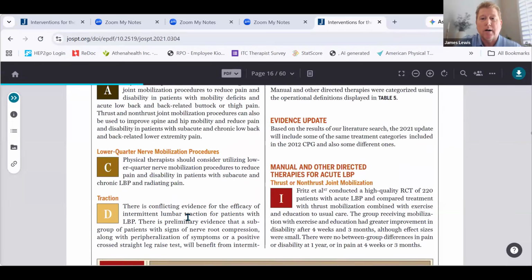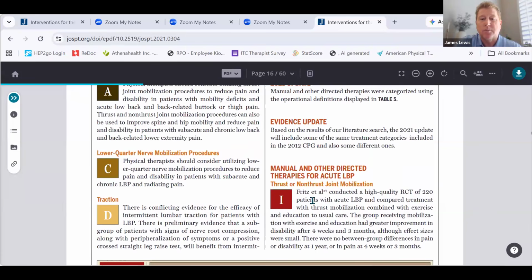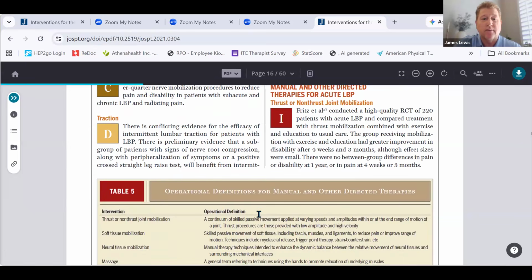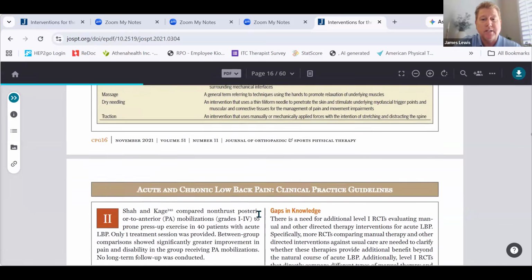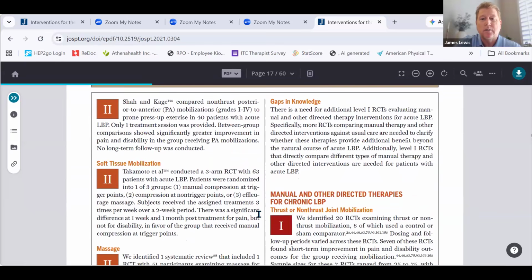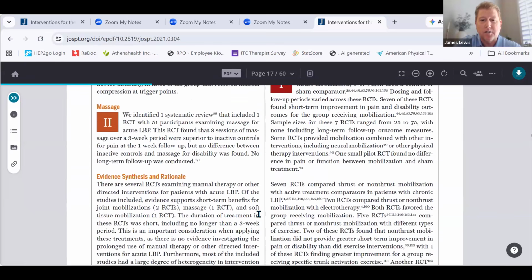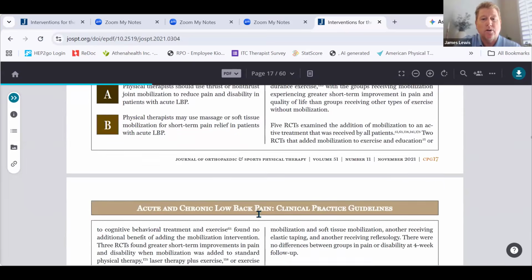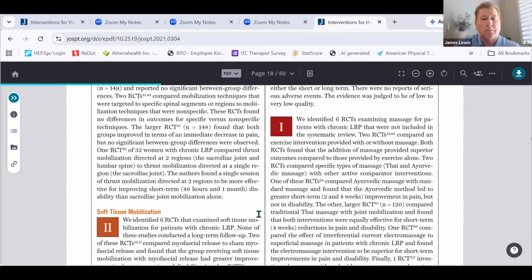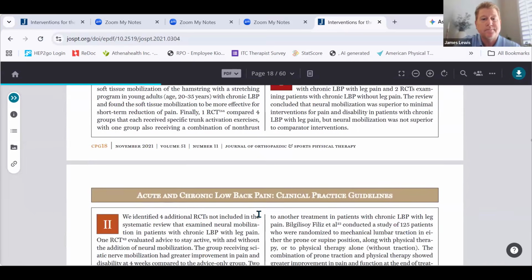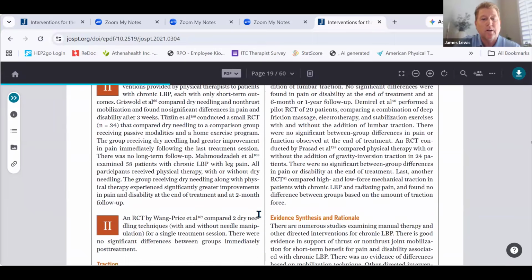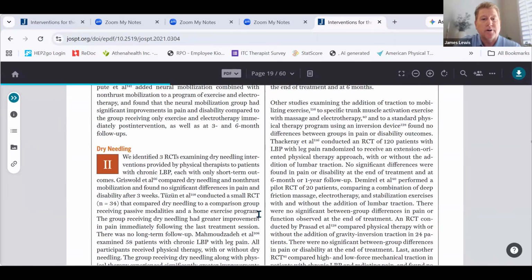All right, let's look at thrust and non-thrust mobilization. That actually has level 1 evidence behind it. That's going to be for acute low back pain, as long as they don't have any leg pain. So you have to kind of start to tease out some of these. Let's see if we can find our specific acute low back pain with leg pain. There's a little bit of evidence on dry needling.